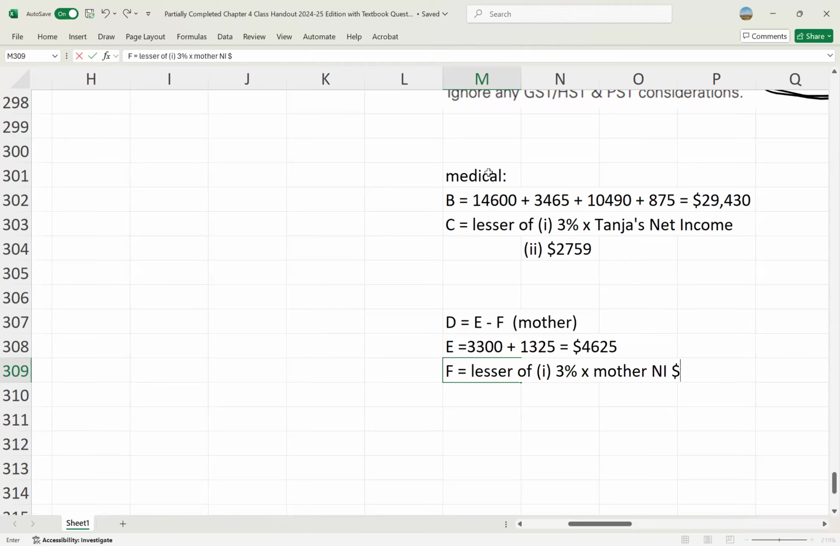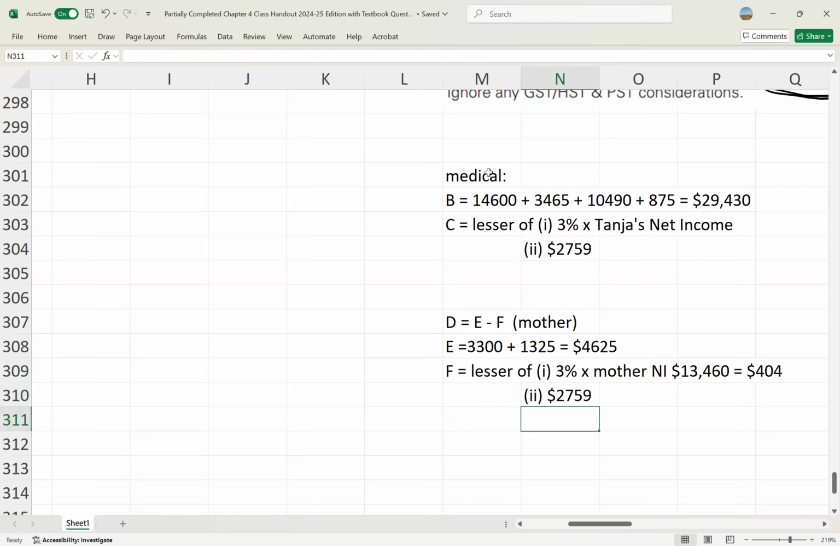Now, the mother's net income was given to us. If you remember back in I think it was item number 2 or 3, the mother's net income was given to us: 13,460. And so 3% of that's going to be 404. And the second amount is also the stated amount, the 2,759.